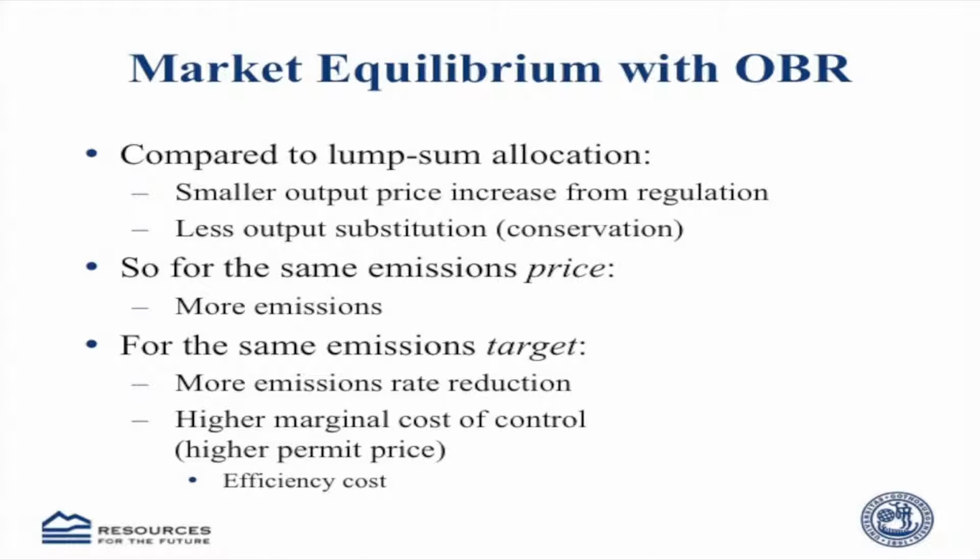It's just starker in this model. Okay, so compared to lump sum allocation, we get less of an output price increase from regulations. We get less conservation. So that means for the same emissions price, we have more emissions. So then for the same emissions target, if we want to meet the same total emissions, what has to happen?